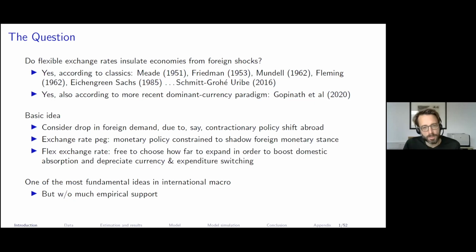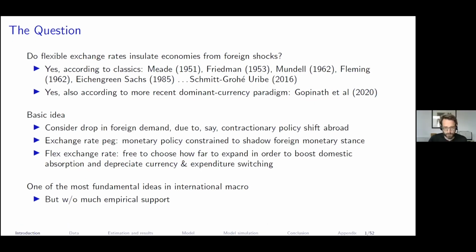We consider a drop in foreign demand, say due to a contractionary policy shift abroad, say monetary policy. This is our baseline scenario. If you operate a peg, your own monetary policy is constrained to shadow the foreign monetary stance. If you have a flexible exchange rate, you're free to choose how far you expand in order to boost domestic absorption, to depreciate the currency, and to generate some expenditure switching. That's the basic textbook narrative. We argue it's one of the most fundamental ideas in international macro, but there's surprisingly little empirical support.